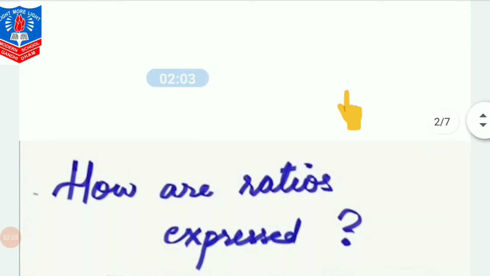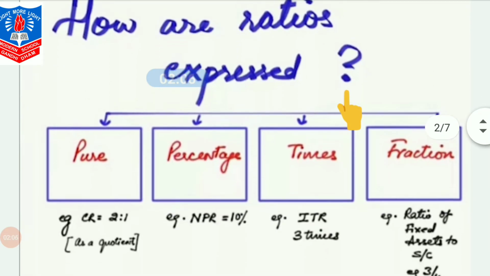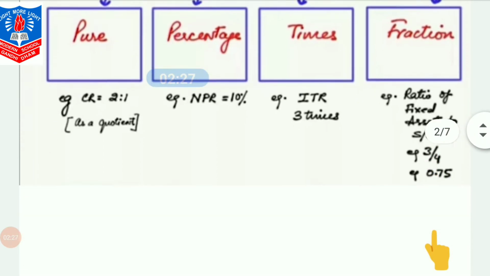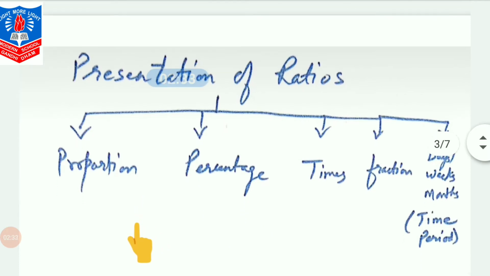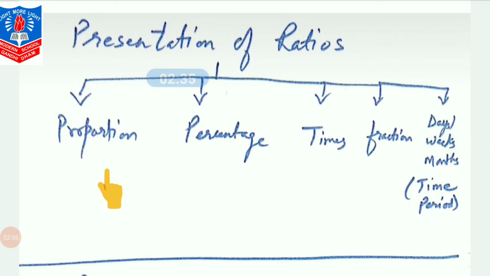Let us go to the next topic. How are these ratios expressed? These ratios are expressed in a pure form, that is ratio, then in percentage form, in times form, so many times, also called turnover, and in fraction form. These are the ways to express the ratios. Let us understand it from the point of view of our textbook. Presentation of ratio can be in a proportion form, in a percentage, time, fraction, even in the form of days, weeks, months, that is time period.